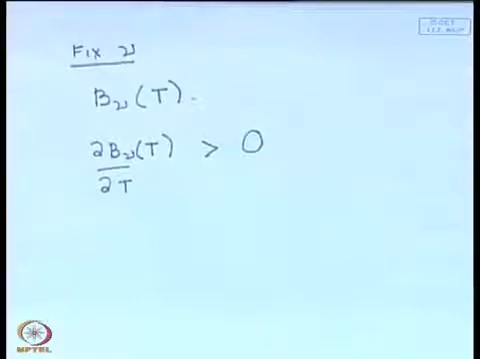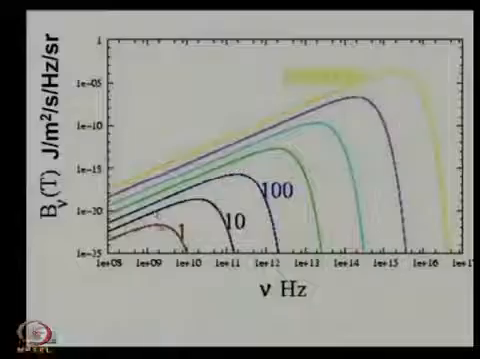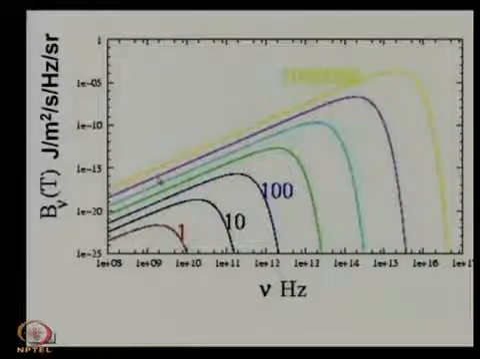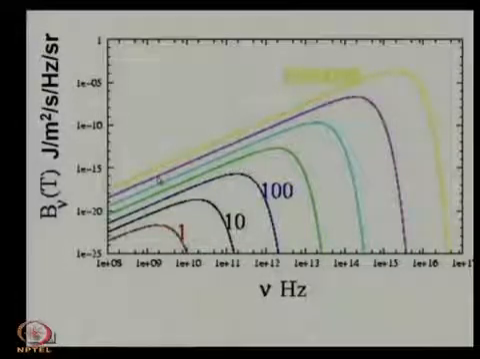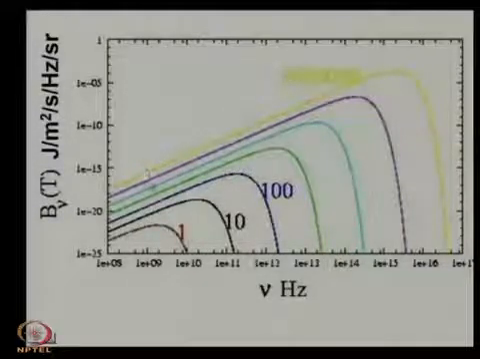So, it means that if I increase the temperature, at a fixed frequency, the value of the specific intensity is going to increase. That is what we have here. If I fix the frequency and look at the curves for different temperatures, they all lie on top of one another. As the temperature increases, the value of the specific intensity goes up. So, these curves never intersect, because the curve at a higher temperature is always above the one at a lower temperature.